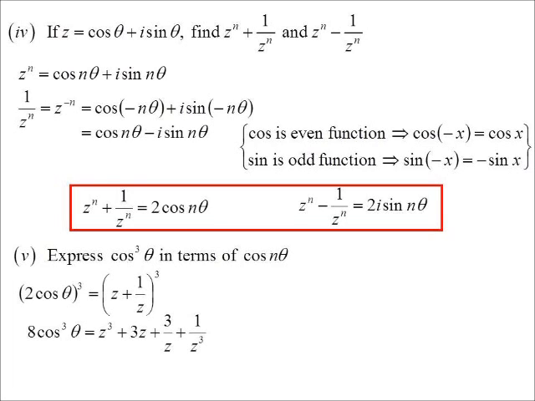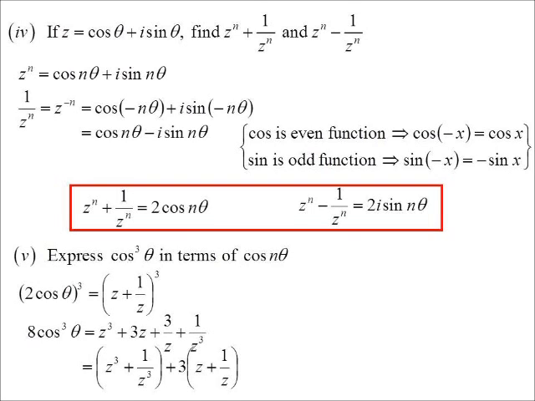2 cos theta cubed will be z plus 1 on z cubed. Just using this relationship, 2 cos theta, well, n is now 1, will be z to the power of 1 plus 1 on z to the power of 1. I can expand out the right-hand side. So we get z cubed plus 3z plus 3 on z plus 1 on z cubed. And I group together the terms with the same coefficient, and look what happens. I get z cubed plus 1 on z cubed. They all have the coefficient of 1. And z plus 1 on z, they have the coefficient of 3.